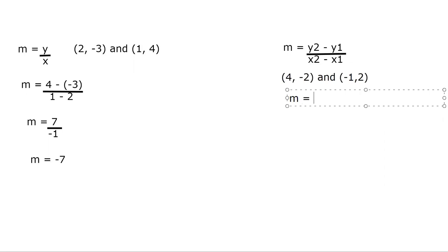M is equal. What is the value for y2? This is the point number 2, right? So y is 2. And minus, what is y1? This is the point number 1. So y is going to be -2. Now I divide by the values of x. x2 is -1.